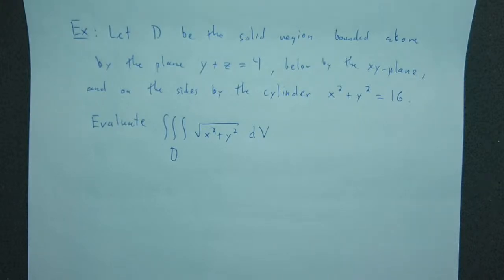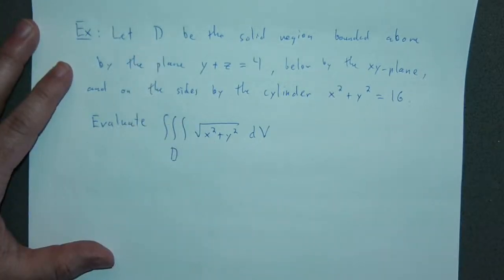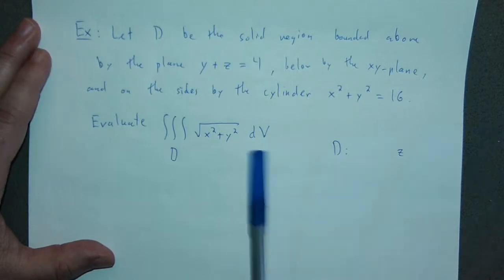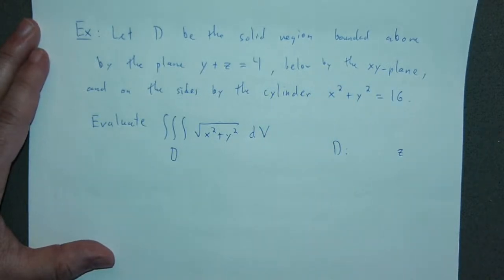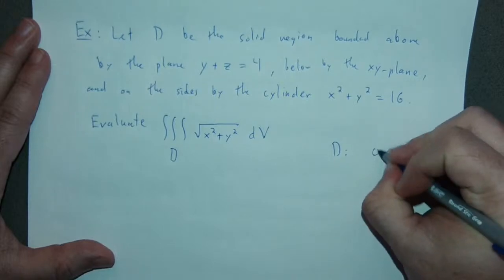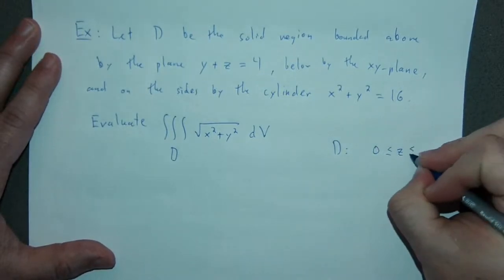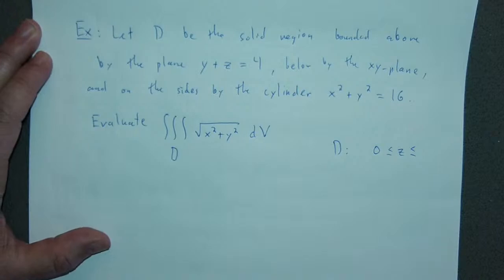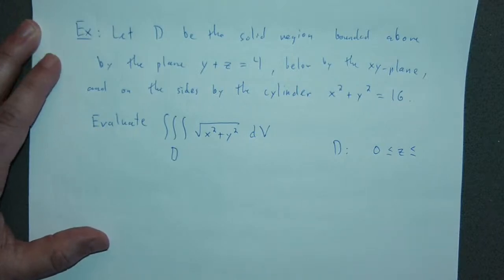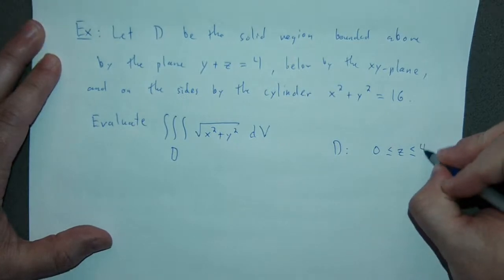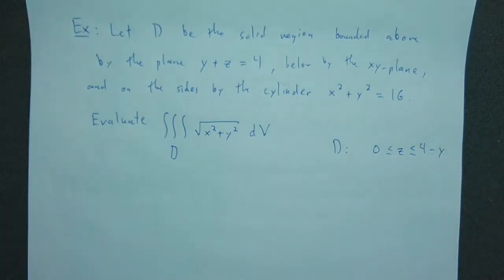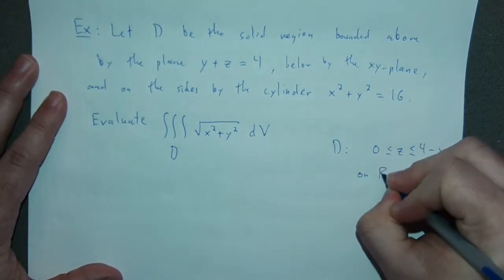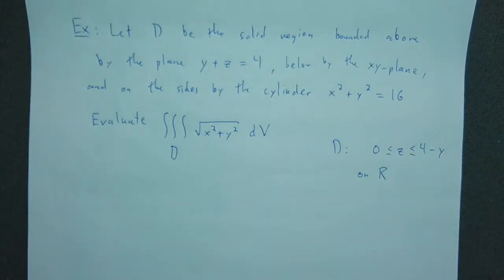All right, so to see this, we first need to carefully describe D. D is a region where z is bounded between some functions. It's bounded below by the xy plane, that is the function z equals 0. So that's my bottom. What's the top here? z is bounded above by the plane y plus z equals 4, which is really z equals 4 minus y. And so this is what my domain is bounded below and above by, on some domain R. Now let's figure out what R is.